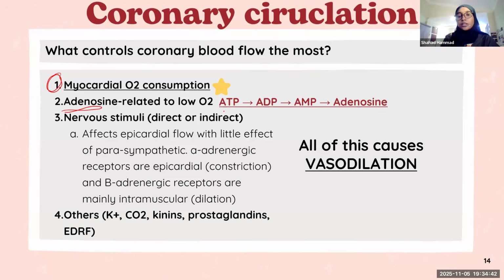Meanwhile, after that, we have our secondary and tertiary factors, which is the adenosine, like we said earlier. The flow down to adenosine will increase vasodilation. We have our nervous stimuli, the sympathetic and parasympathetic system, and we have other types of vasodilators. All of these will cause vasodilation and increase blood flow. But the most important point here is that the number one factor increasing the coronary blood flow is the muscle oxygen consumption. Remember this, there's a star here, very important.